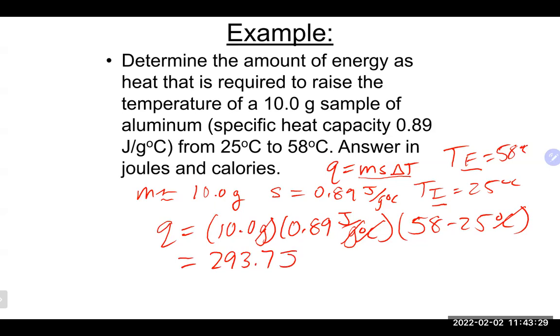Now, let's talk about sig figs. This guy has 3. This guy has 2. When we do the subtraction here, we end up with 2 as well, sig figs, which means really this should be 2 sig figs, or like 290 joules. First off, any questions on the calculation?